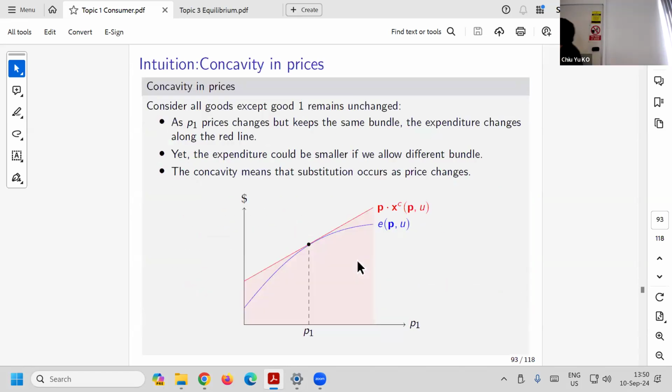Okay, anyway, let's see why this is concave. I'll give the intuition. Consider we have two goods, but we only change the price of one good. Now, why is the expenditure concave? We're going to try to explain this blue line. Concave means this shape.